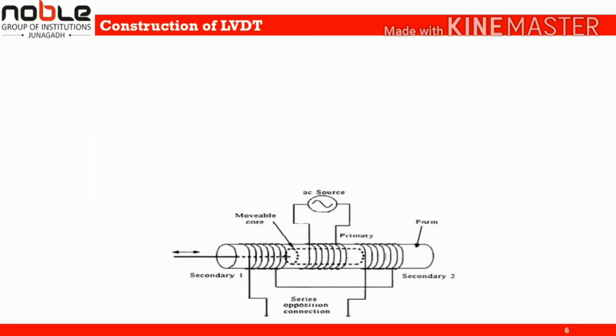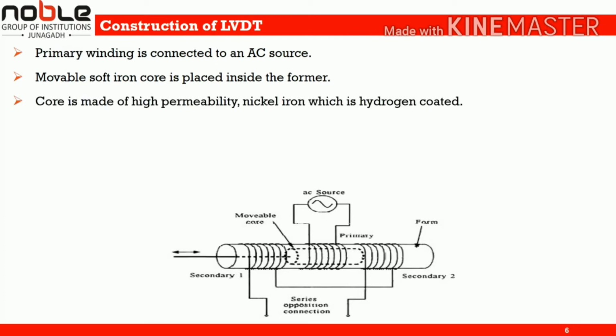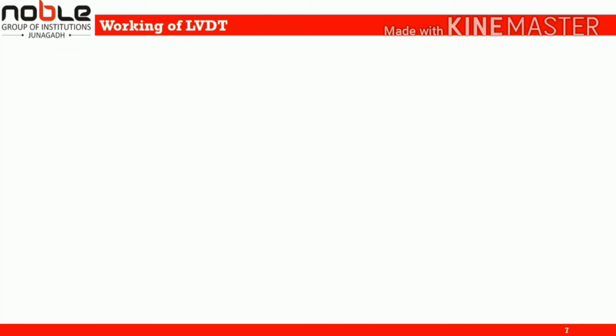Here is the construction of LVDT. There is a former. In that former one movable core is placed and the primary winding is connected to an AC source. As we can see in the figure, the movable soft iron core is placed inside the former. The core is made of high permeability nickel iron which is hydrogen coated. This gives low harmonics, low null voltage and high sensitivity. The assembly is placed in a stainless steel housing. The frequency of the AC is between 50 Hz and 20 kHz.